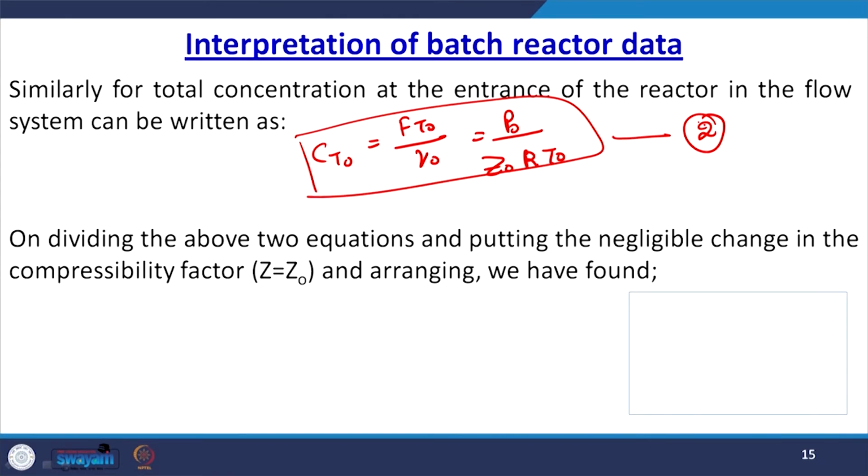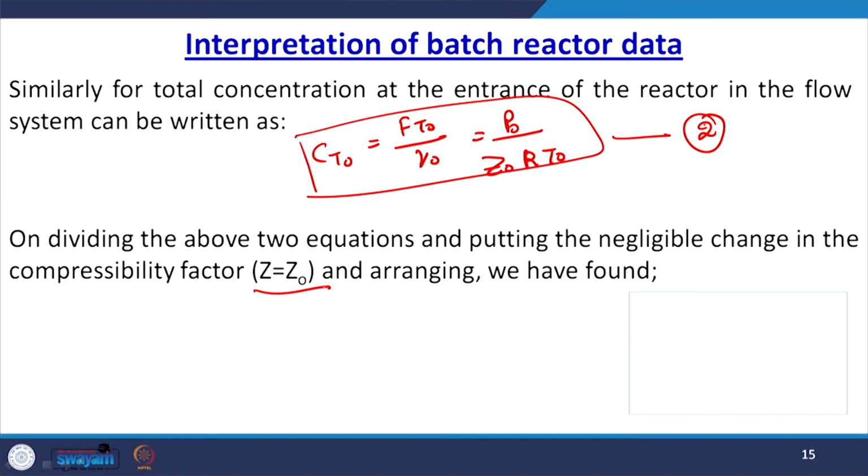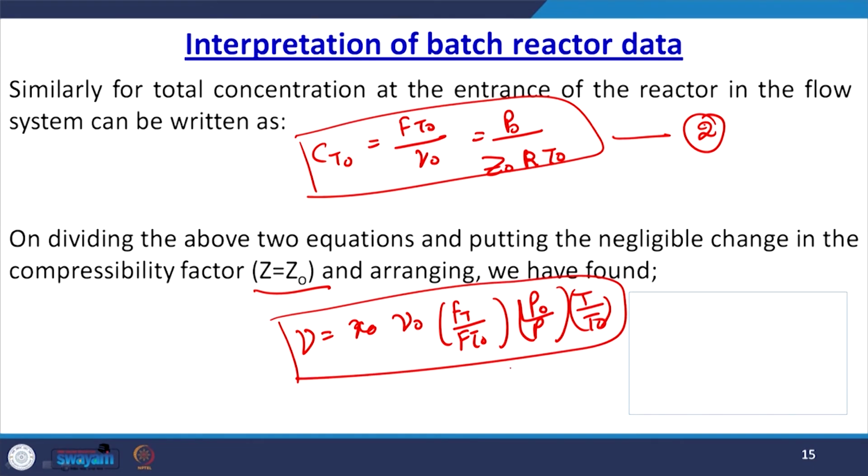Now, if we divide these two equations and put the negligible change in the compressibility factor, that is represented as Z is equal to Z naught, and if we try to rearrange, then we find that this is Ft upon Ft naught, P naught upon P, and T upon T naught. So this is my equation, and let us put this equation as equation number 3.